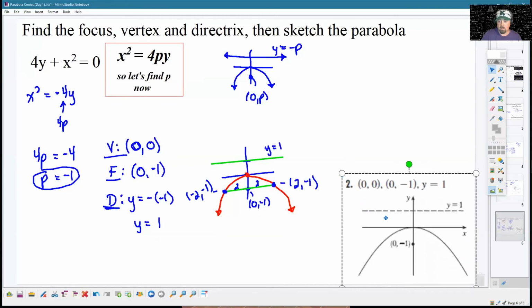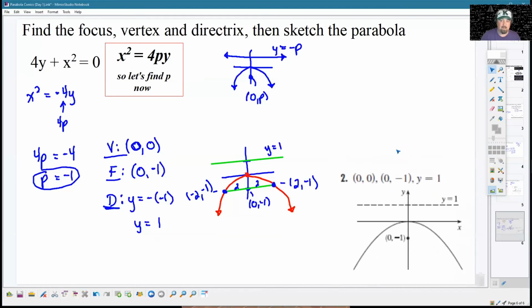So lots of practice. Focus on just finding these focus, vertices, and directrix right now. Remember, right now, vertex will always be at 0, 0. That's where it's always going to start. We'll deal more with transformations and stuff tomorrow.